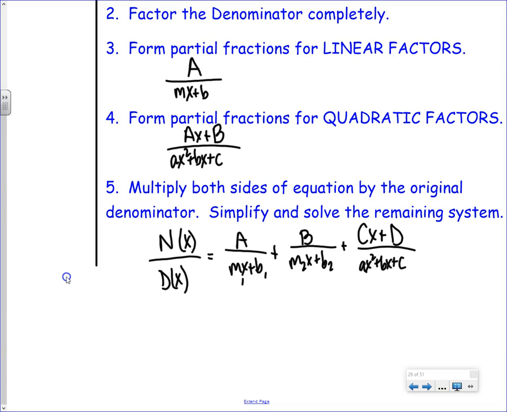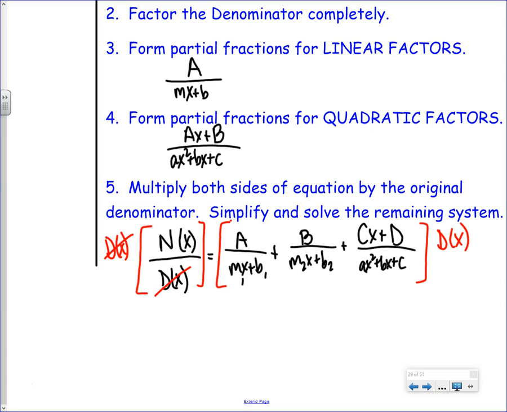What I want you to do in order to solve, we're not talking about the tricks right now, we're talking about the systematic way of approaching it, is multiply both sides of the equation, the original and the partials that you've found, but you still don't know what goes up top in them, by the original denominator. So multiply this side by D of x, and we're just going to cancel and get the numerator. And then multiply this side by D of x. This is where it's going to get interesting.